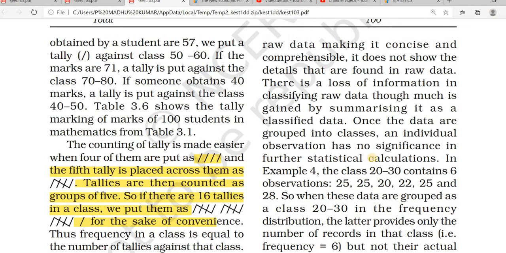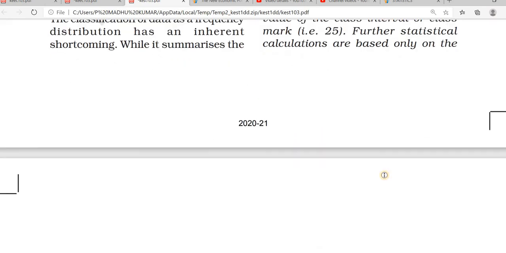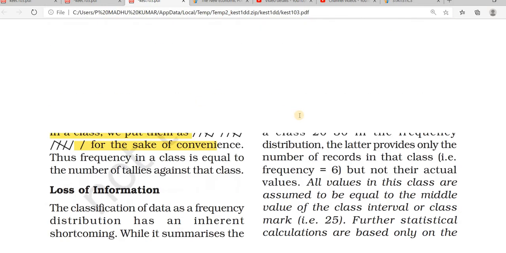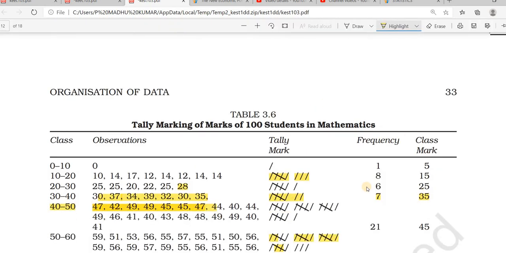What are the shortcomings? Sometimes, once the data is grouped into classes, an individual observation has no significance in further statistical calculation. Suppose for 20 to 30 there are 6 observations. Then we don't know who got 25 or who got 22, we can't identify that. That is another drawback of this, loss of information.